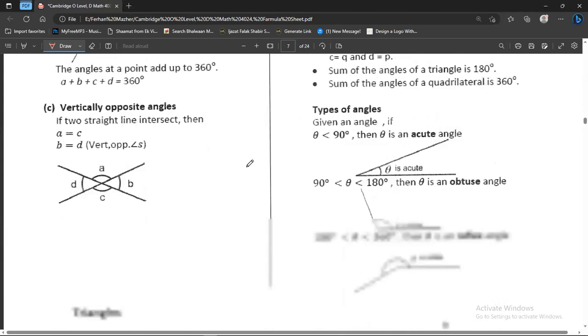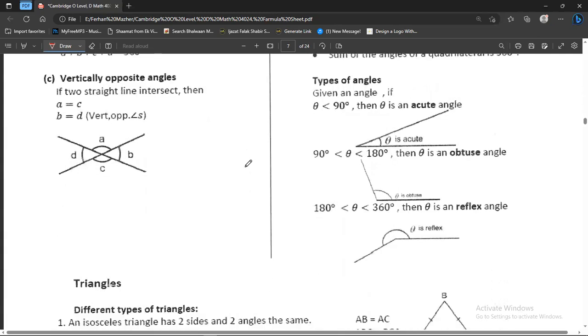Okay, then we have types of angles. Given an angle, if theta is less than 90, then theta is an acute angle. If theta is more than 90 and less than 180, then theta is an obtuse angle. If your angle is more than 180 and less than 360, then theta is a reflex angle.